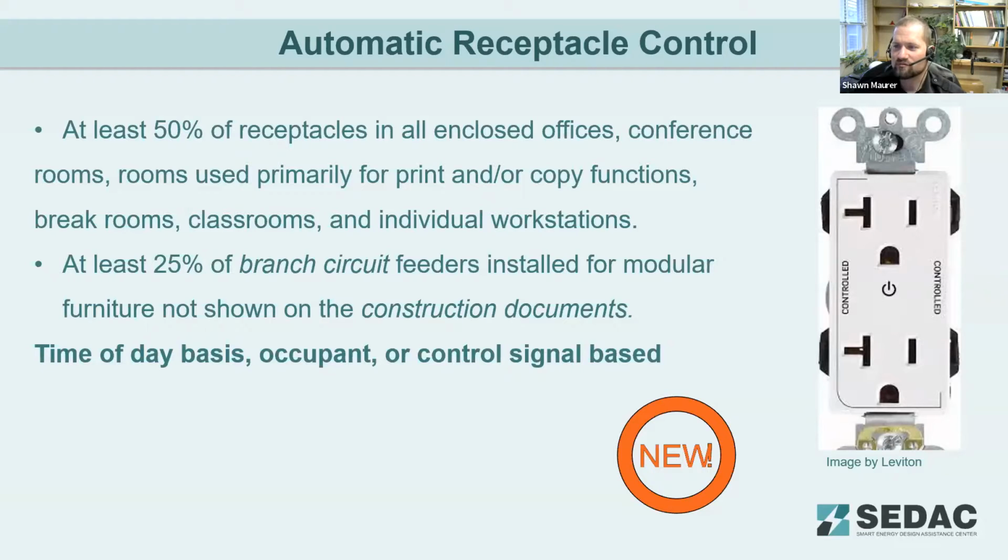At least 25% of branch circuit feeders installed for modular furniture, not shown on the construction documents, also need to have automatic receptacle control. And this can be done on a time of day basis, based on an occupant sensor, based on a control signal. We've seen something along the lines of, for individual workstations, if the computer monitors go to sleep, that power drop for the computer going into sleep mode triggers turning off lighting and other plug-in functions for miscellaneous add-ins at that workstation. So there's different technologies that can apply here.